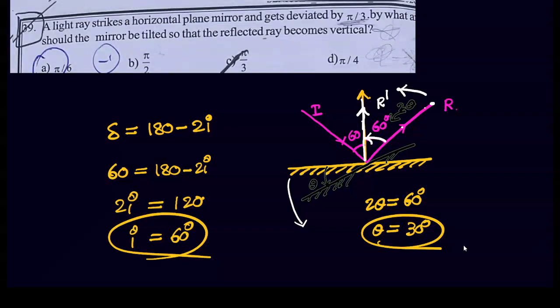So actually it's 180 minus 2i. In this, I placed 5 by 3. That was the mistake I made.